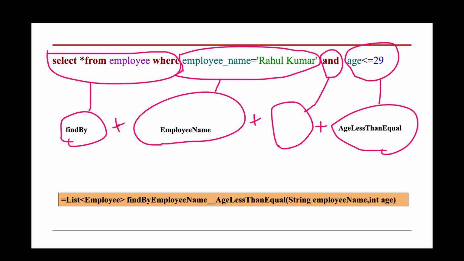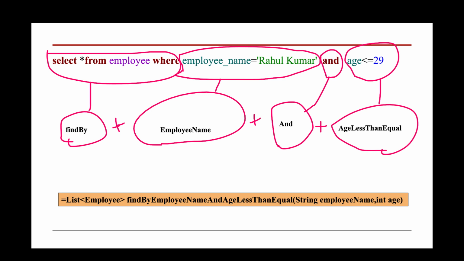But hold on, there's something missing here. In SQL, we don't just write conditions back to back, right? We use AND to join them. And here's the best part, Spring Data JPA gives us this magic keyword. Just add And between your fields in the method name. So the correct final method is findByEmployeeNameAndAgeLessThanEqual.